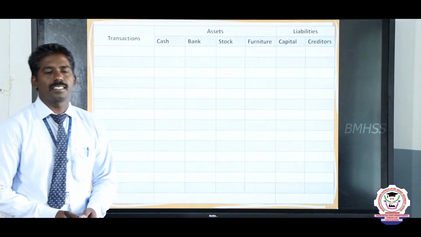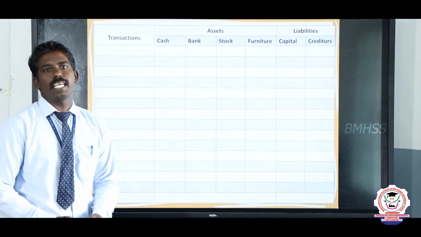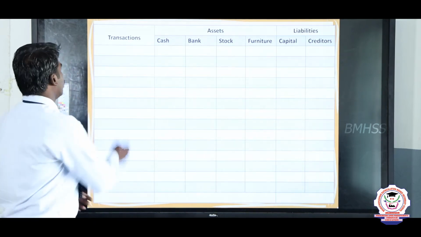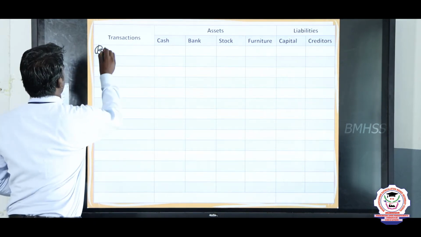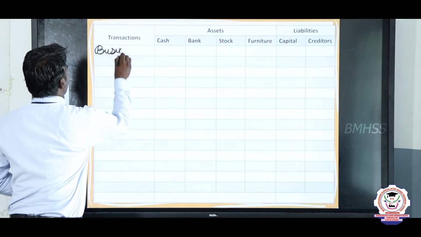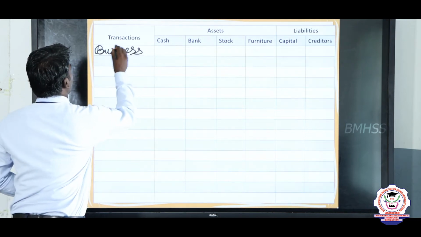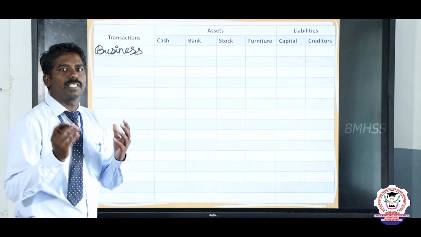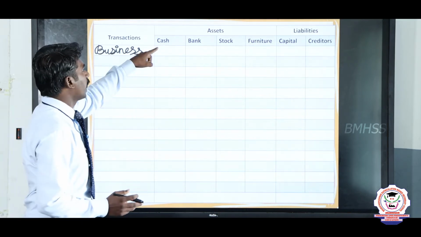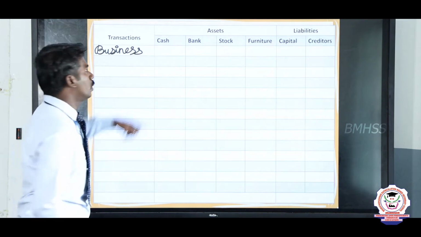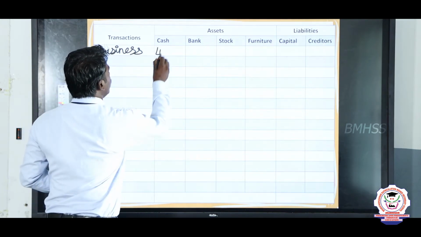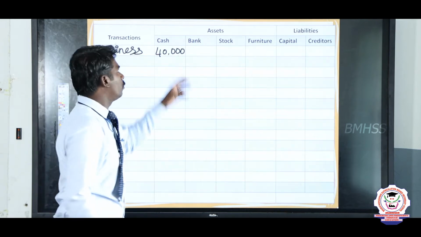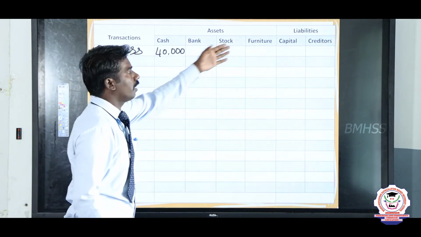See the first transaction. Raj started business with cash 40,000 rupees. So write in the transaction column, business started. When Raj started the business with cash of 40,000 rupees, cash came inside the business organization. So write 40,000 rupees in the cash column, and there is no effect in bank, stock and furniture.